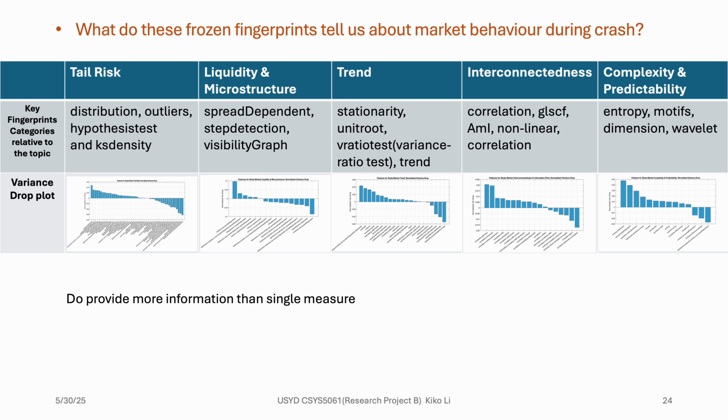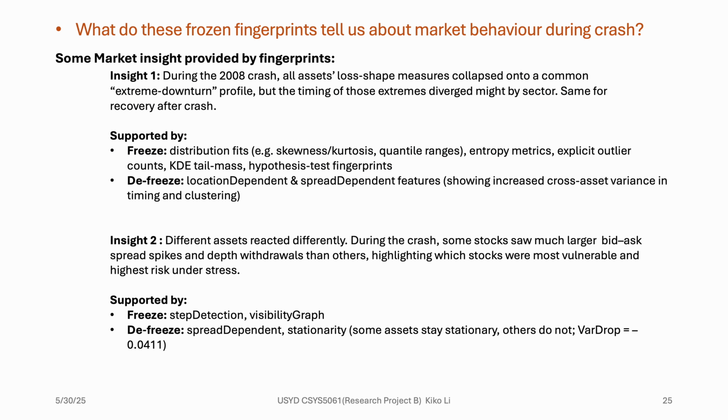Therefore, fingerprints do provide more information than a single measure. For the 2008 crash, we can know from fingerprints that all assets' loss-shape measures collapse into a common extreme downturn profile, but the timing of those extreme divergences might differ by sector, and the same for recovery after the crash, with some supporting fingerprints. Another instance is that different assets react differently during the crash. Some stocks saw much larger bid-ask spread breaks and dips than others, highlighting which stocks were most vulnerable and at highest risk under stress, with some supporting fingerprints below.